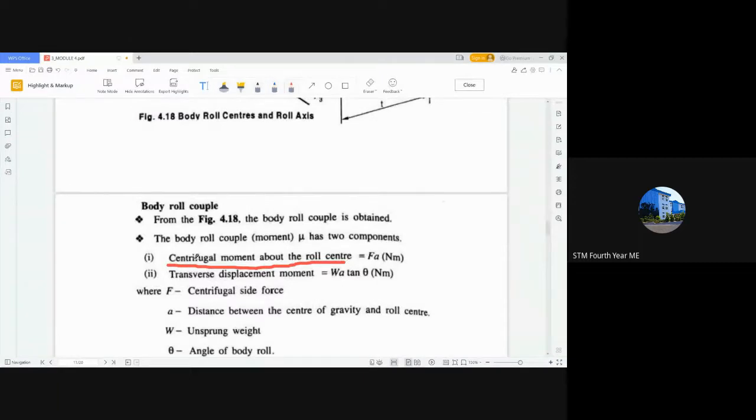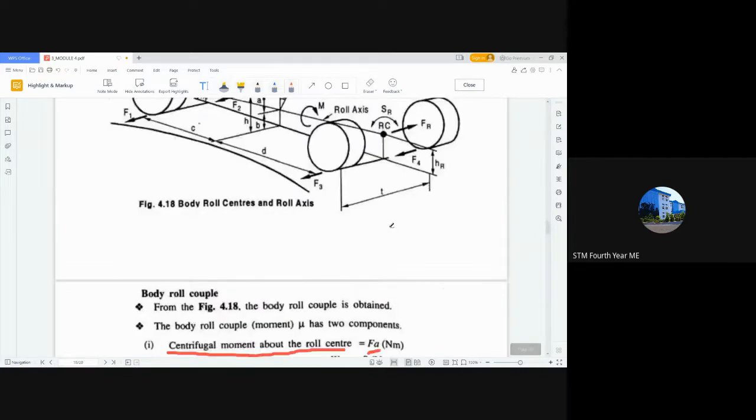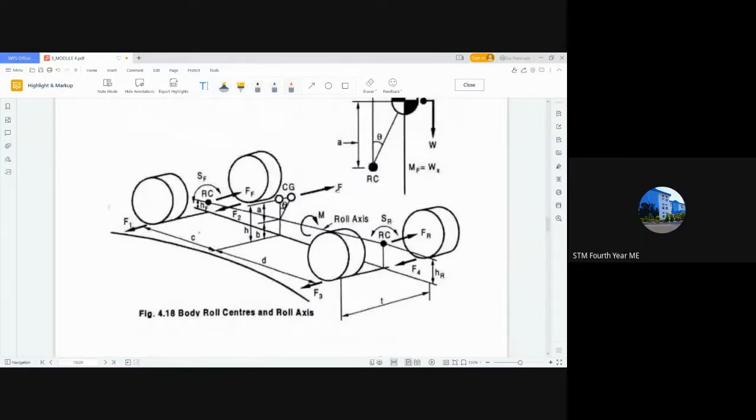So please write it down. Centrifugal moment is equal to F into A. So where does centrifugal moment occur? Centrifugal moment occurs in the direction of F, and the moment will be equal to the force into its perpendicular distance.